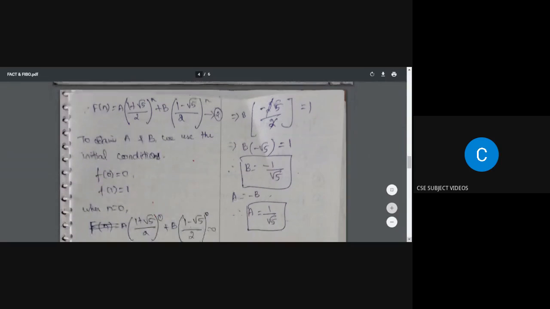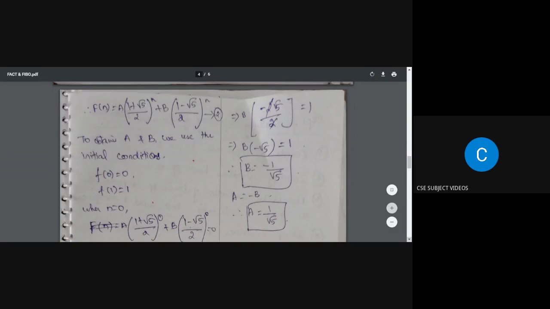I have shown you with an example: the first number will be 0. Let us assume the first number to be 0 and the second number to be 1. So initially we take the values 0 and 1. Let f of 0 equal 1 and f of 1 equal 1. Now we assume n equal to 0, and we have to simplify and find the values of a and b.